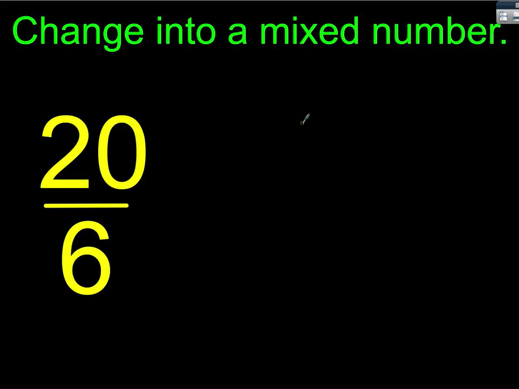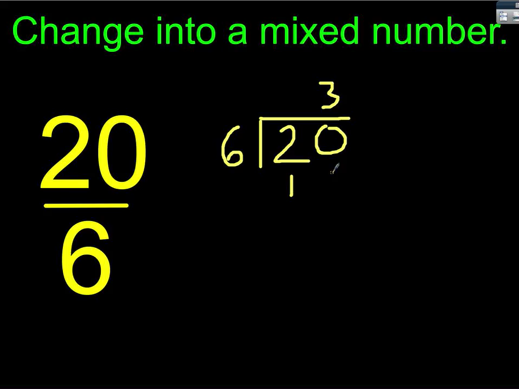Here's another one, 26 over 6. Now this is an improper fraction, so we have to fix it. So we put the first one, or the top one, inside the garage, and we're going to divide it by 6. So basic division, 6 times 3 is 18. I subtract and I have 2 left over.